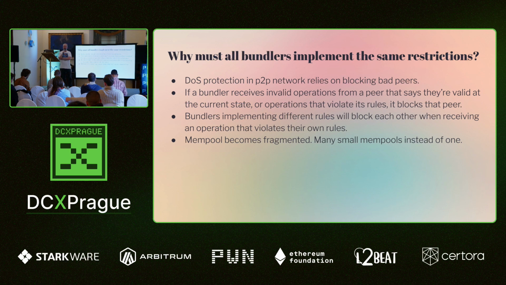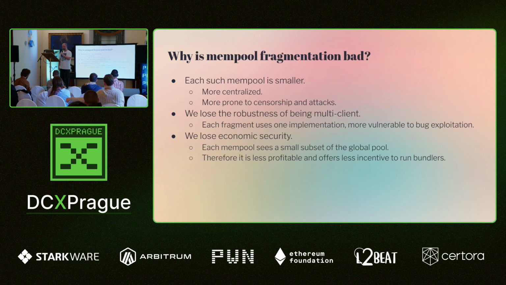What would happen is someone would propagate a transaction that is valid for some but invalid for others. So they would treat each other as spammers, disconnect from each other, and we end up with a lot of small fragmented mempools instead of one big mempool. Is that a problem? It is, especially if you think about censorship resistance, because each such mempool is small. It has fewer nodes. The fewer nodes you have in the mempool, the easier it is to censor you. It becomes much more centralized.